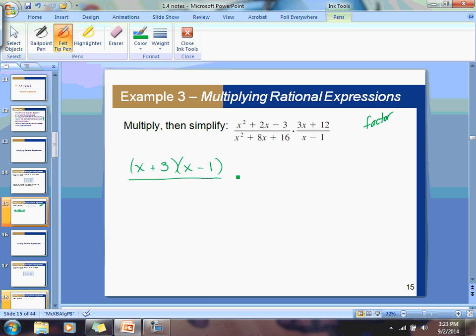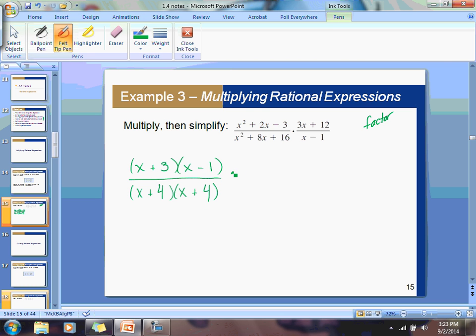In my denominator now, I need the factors of 16 that are going to get me to an 8. So I need my x and my x to get my x squared. And then I need the factors of 16 that'll get me to an 8. So that'd be a 4 and a 4. If I make both of them positive, they'll add to an 8 and they'll multiply to a 16.